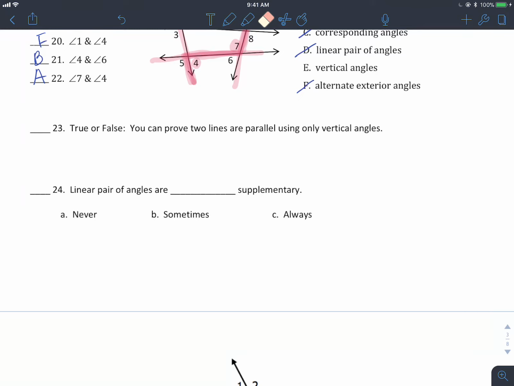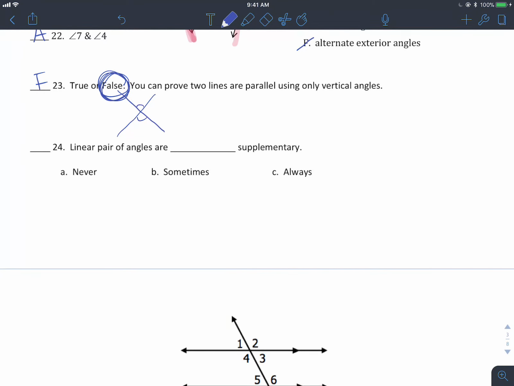All right, you can prove two lines are parallel using only vertical angles. So that means if you have two lines and you have vertical angles, you can prove those lines are parallel. That is completely false. You cannot prove that at all.